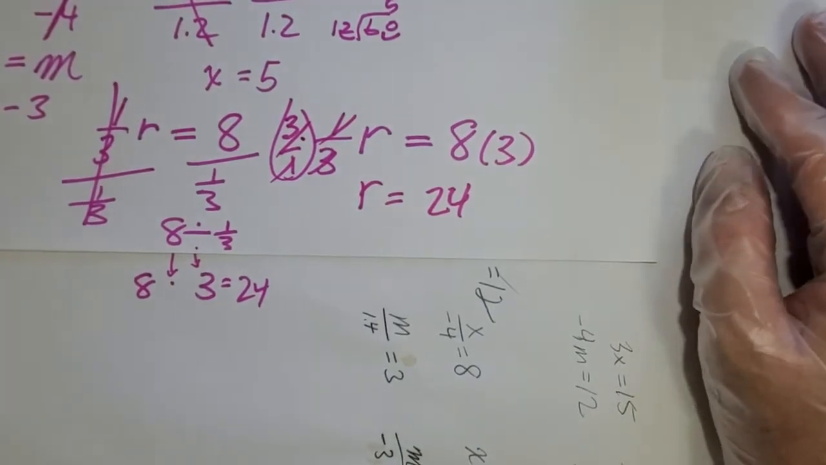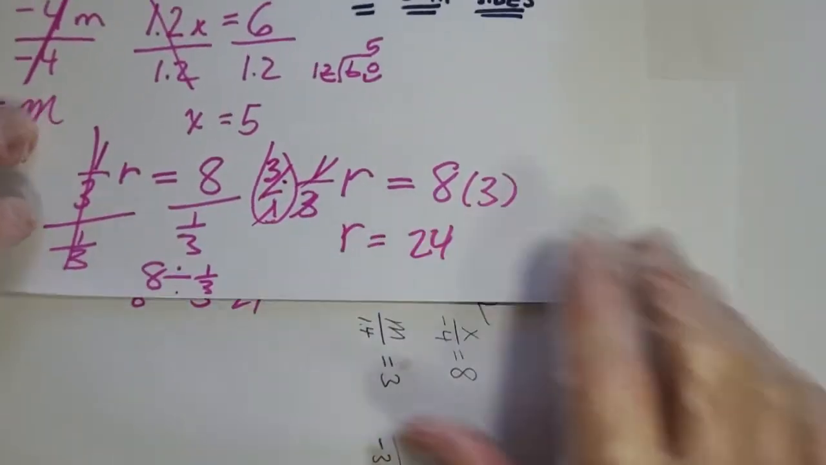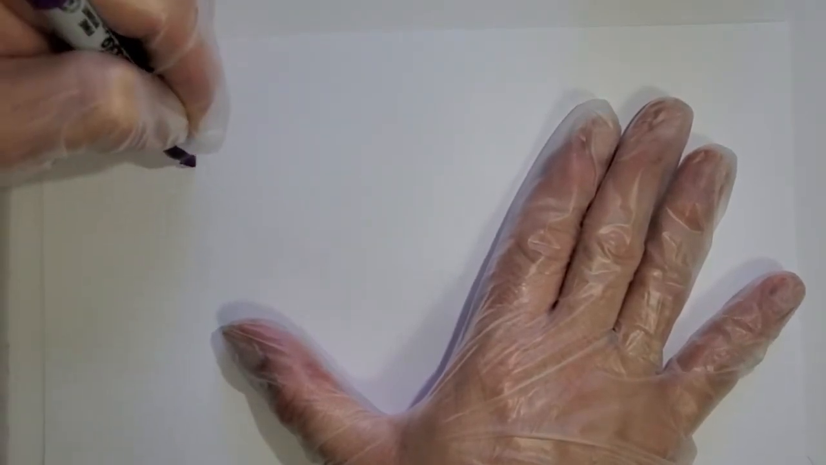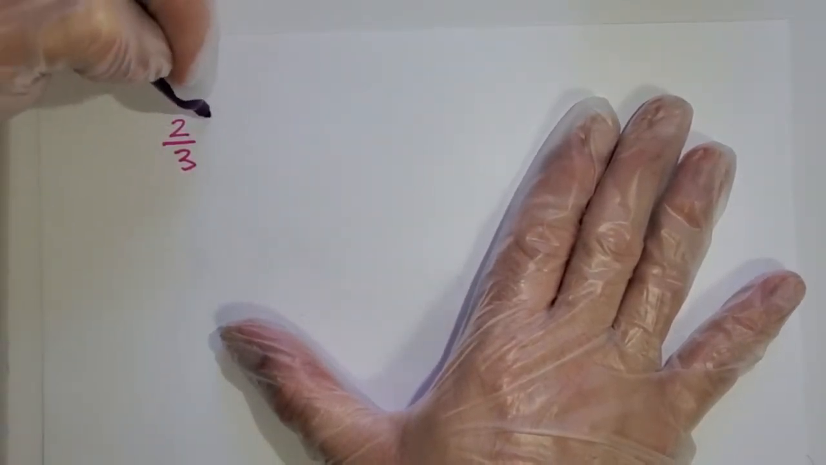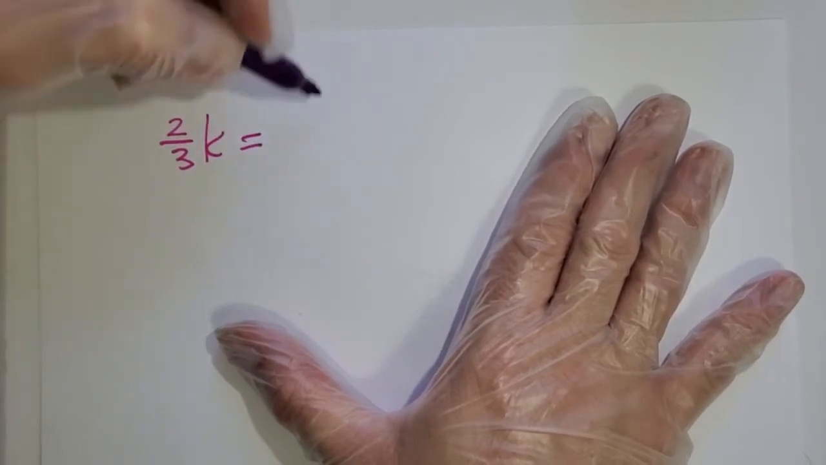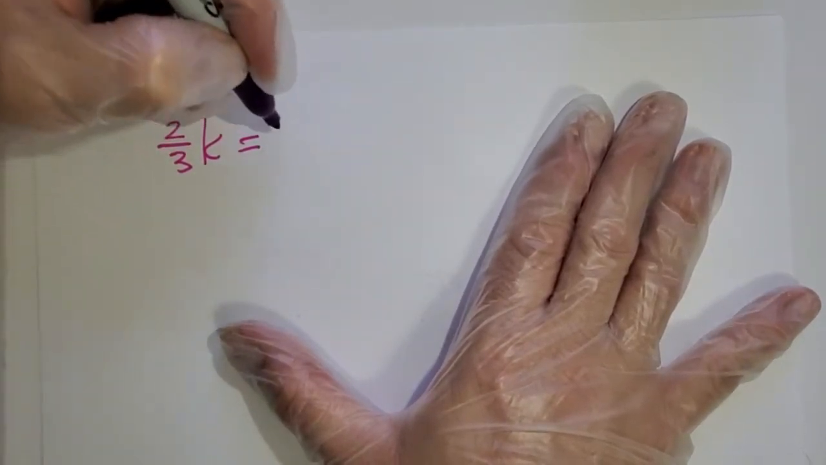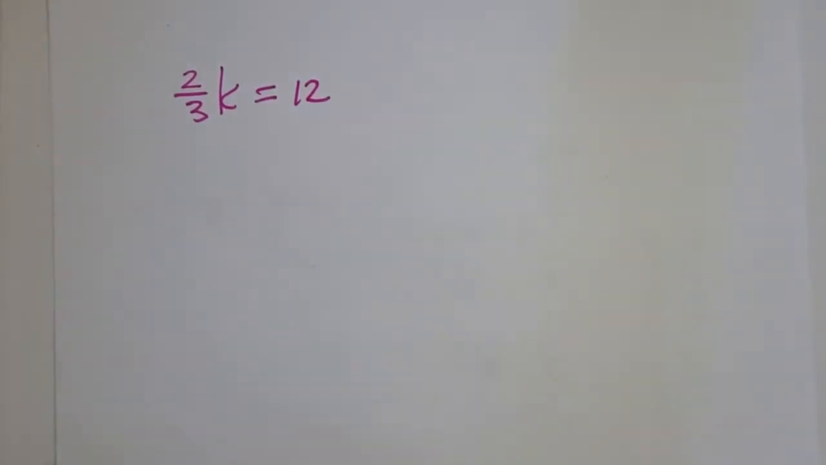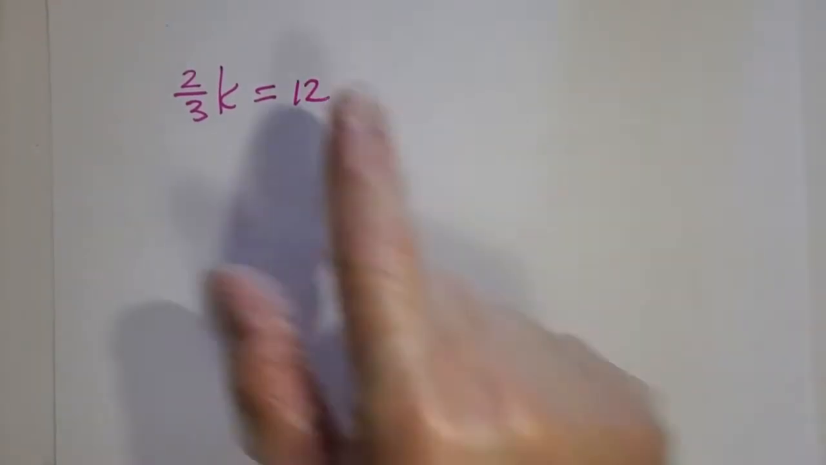Okay? So when you see fraction coefficients, quickest way to do it, and everybody will be doing it just like this in algebra, quickest way to get an answer is to flip it and multiply. Let's go with this one. 2/3 k equals, I don't know, let's go with 12. Okay? There's a value out there. If I multiply it by 2/3, the product will end up being 12.